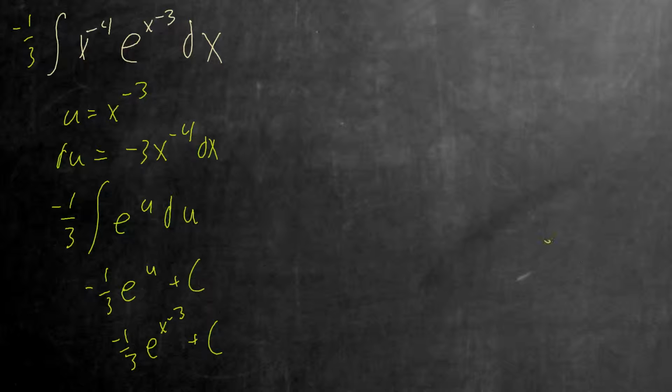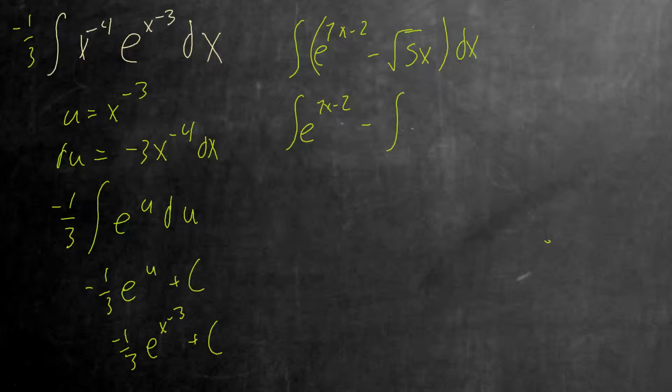Keep going. Integral of e to the 7x minus 2 minus root 5x. I like this one. So you've got two things going on here. We can't u across, so really we've got basically two problems. We've got the integral of e to the 7x minus 2 minus the integral of the square root of 5 times the square root of x. Once I write it like this, I feel like it makes a lot more sense. The square root of 5 is just a number.